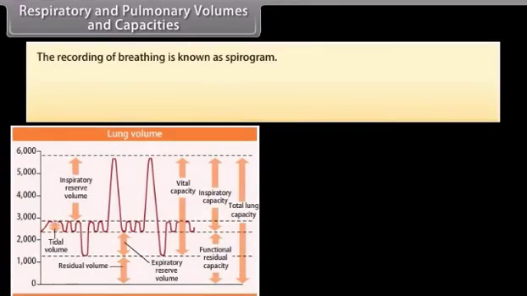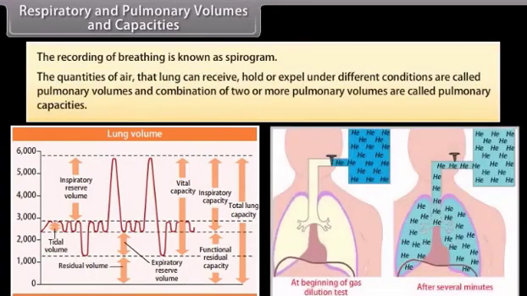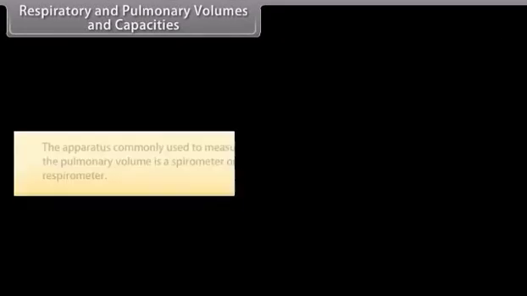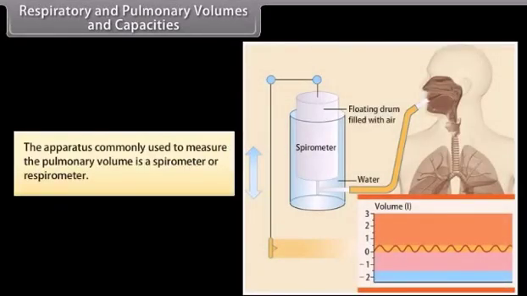The recording of breathing is known as a spirogram. The quantities of air that lungs can receive, hold, and expel under different conditions are called pulmonary volumes, and combinations of 2 or more pulmonary volumes are called pulmonary capacities. The apparatus commonly used to measure the pulmonary volume is a spirometer or respirometer.